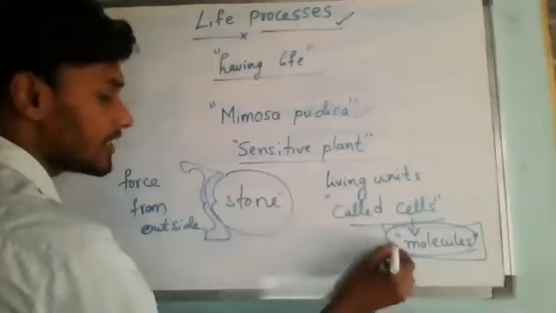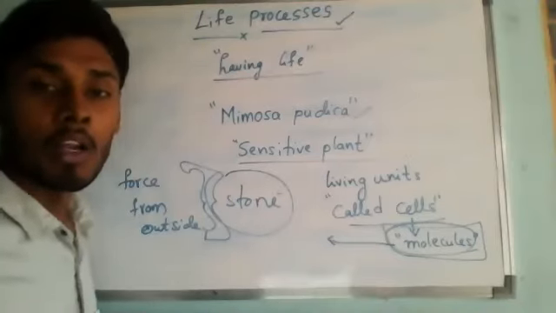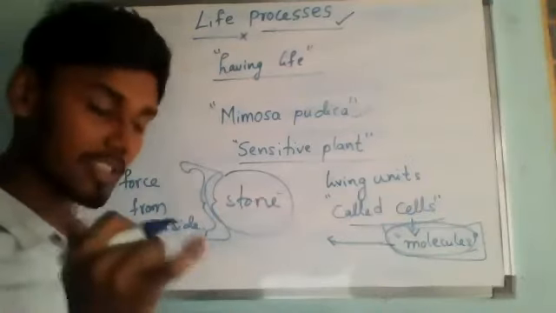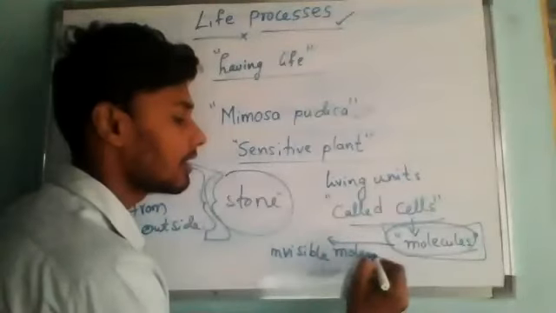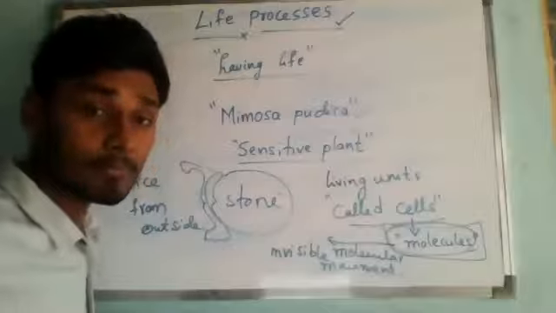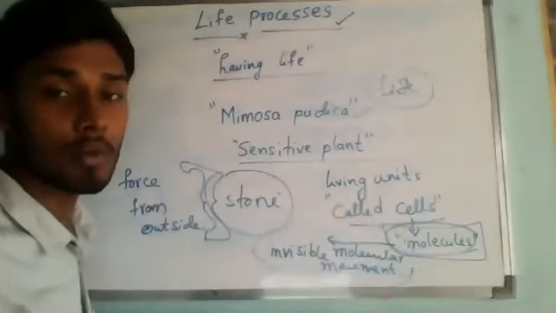Remember, this invisible movement is not seen by the naked eye, but it is necessary for the existence of life. What is necessary for the existence of life? The invisible atoms, the invisible molecular movement. Invisible molecular movement is necessary for the living, the alive. For the existence of life, the movement done by the molecules is most important.